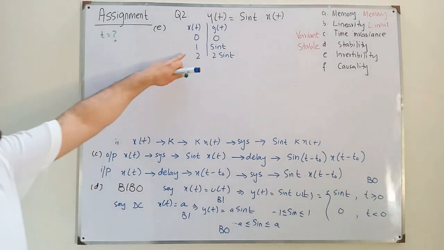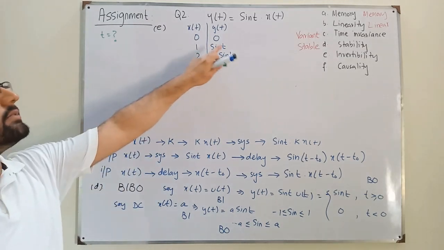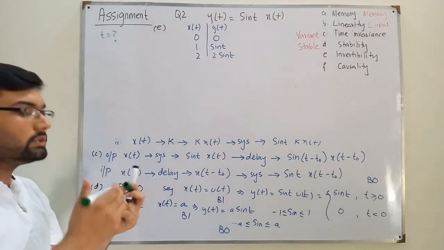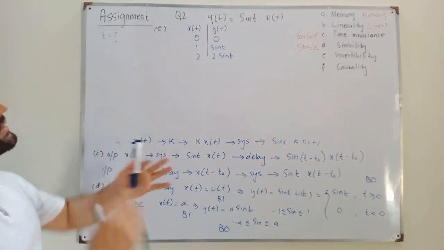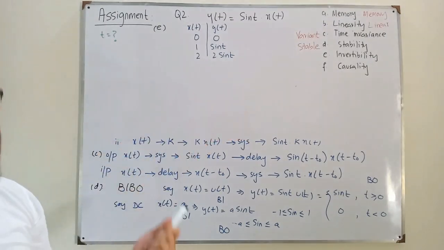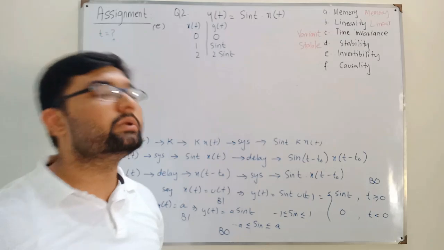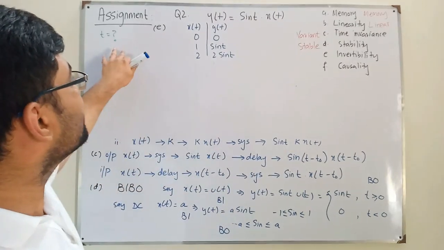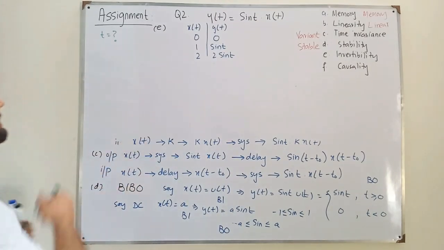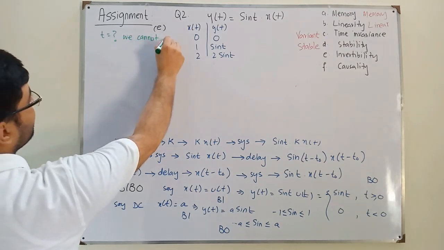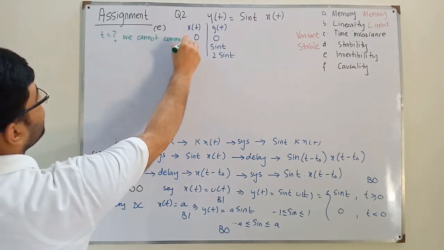Let's say over here t is equal to 1, sine of t, and over here let's say t is equal to 2, this is sine of t. Let's say they are both equal. So you will see that this is a non-invertible system. But we don't know if the values of sine of t are equal to 2 sine of t. If we don't know the value of t, we cannot comment like this.